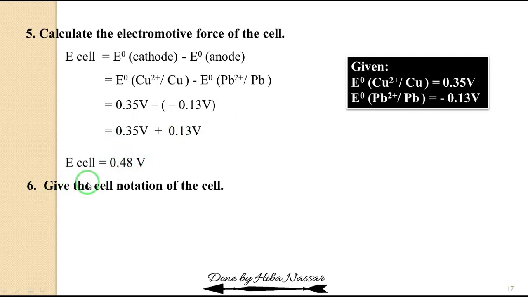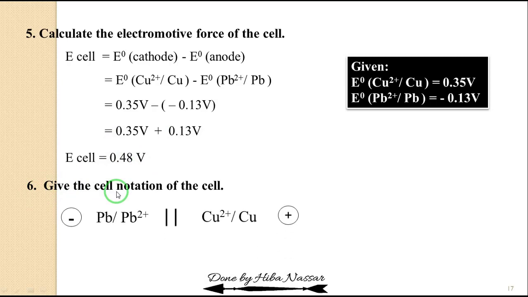Now number 6: give the cell notation of the cell. It will be written as follows. We have here the anode. At the anode we have Pb changing into Pb2+, the salt bridge in the middle, and at the cathode we have Cu2+ changing into Cu, and we put plus for the cathode.